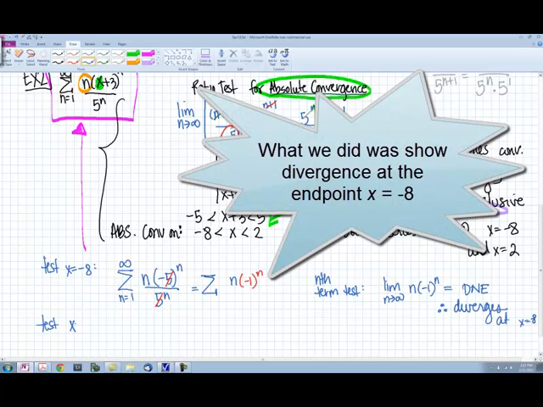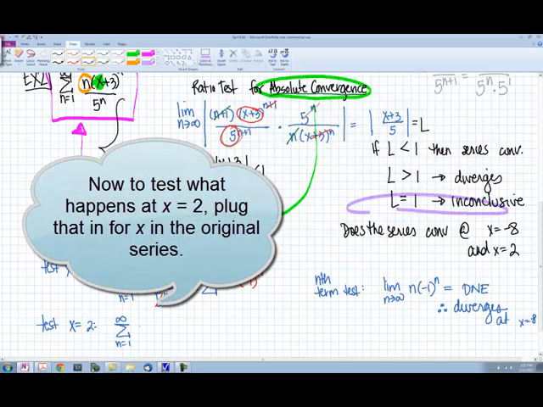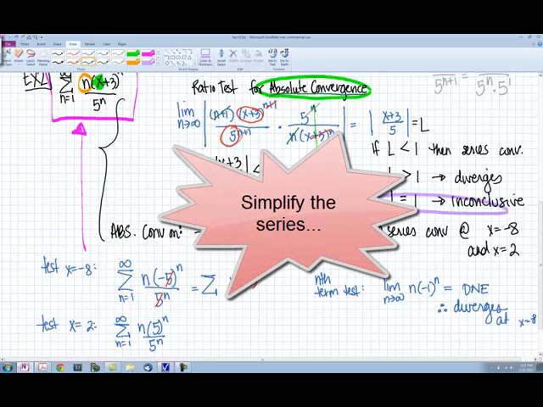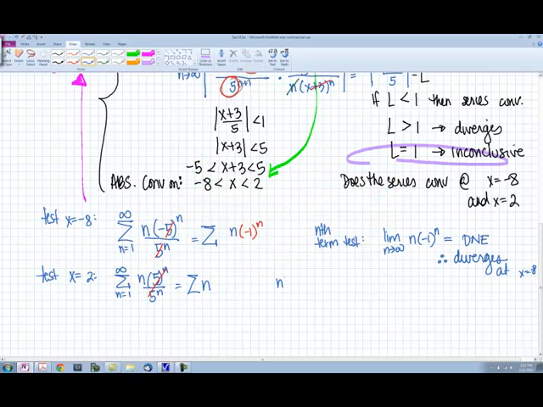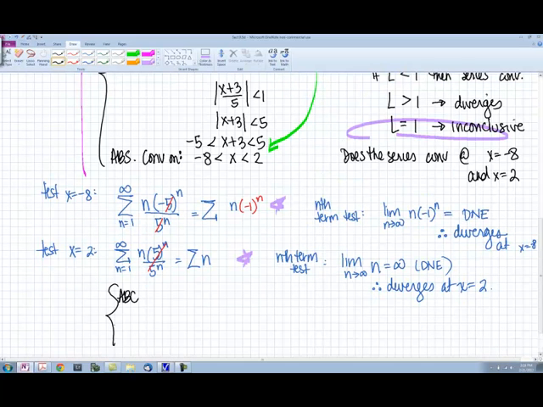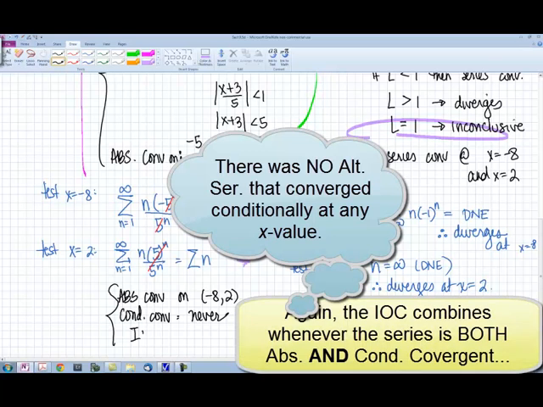So now I'm going to test what happens at x equals 2. So I'll have n times 5 to the n over 5 to the n. So what we have left is the series n. Can do the nth term test. Therefore, it diverges at x equals 2. So as our final answer, we will say that our series is absolutely convergent on the interval negative 8 to 2. It is conditionally convergent, never, and therefore its IOC is negative 8 to 2.